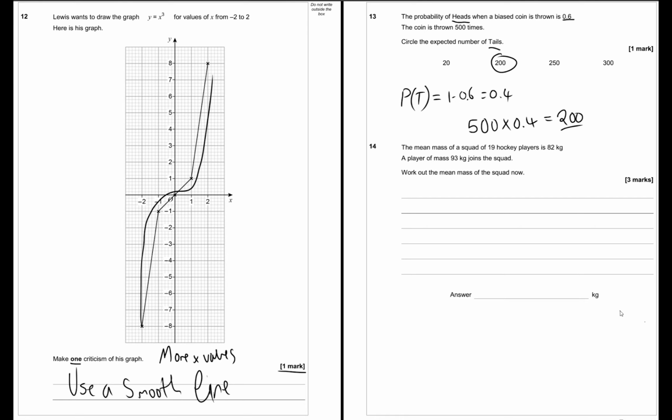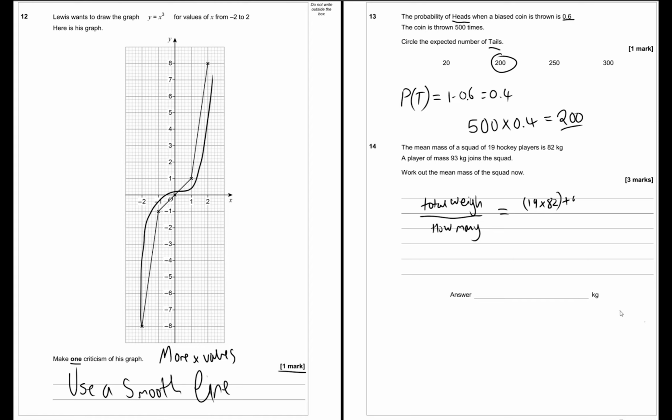Done. Question 14. The mean mass of a squad of 19 hockey players is 82 kilograms. A player of mass 93 kilograms joins the squad. Work out the mean mass of the squad now. Okay, so this is going to be total weight, the weight of everyone, divided by how many people. What is the total weight of the team? We know 19 of these players are 82 kilograms, so we're going to do 19 times 82. This is the 19 players we've already got. And then we're going to add one more.